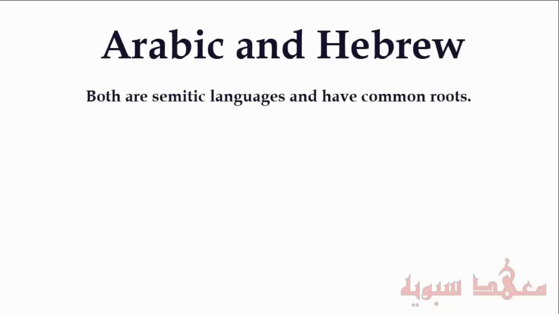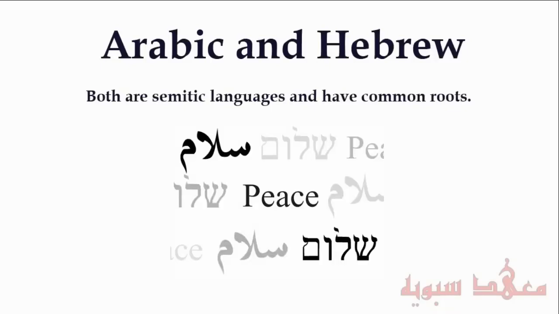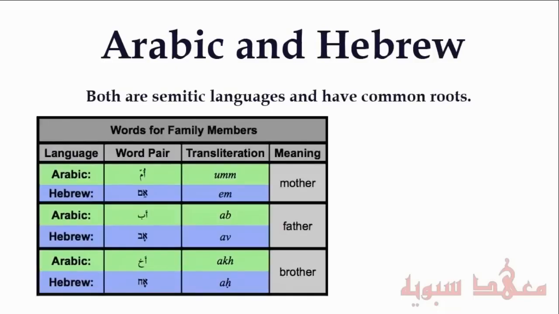And they also have a common root, meaning you'll find words that sound very similar and have the same meaning because of a three-letter stem or a three-layer root that exists in these languages. A classical example of this is the word salam and shalom, which both mean peace. Now let's look at this table to demonstrate this further.